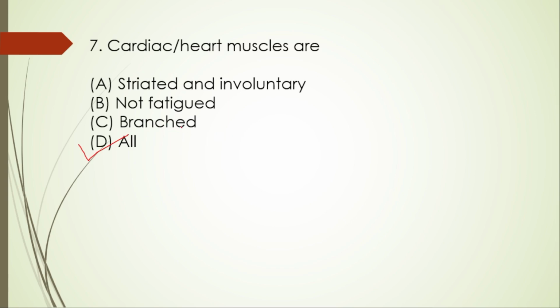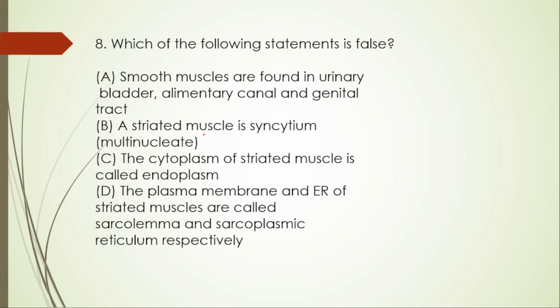And what about branched? Yes, the cells are branched and connected by intercalated discs, which allow electrical impulses to spread quickly so that the heart can contract as a single unit. So this one is also correct with respect to cardiac muscles. That's why option D is right. Next question, that is question number 8. Which of the following statements is false?